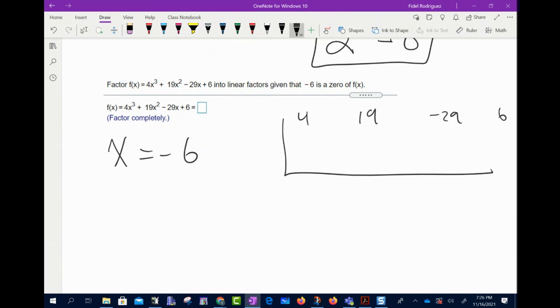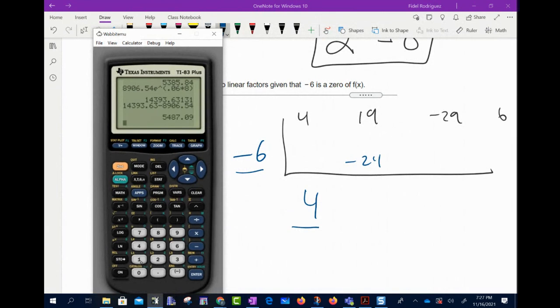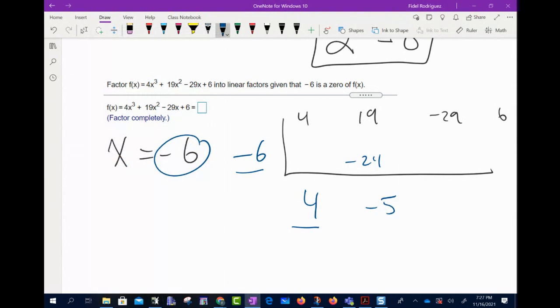+6. Okay, so now what I'm going to do is use this number right out here. Remember, the sign's already been changed for me. Bring down the 4. So -6 times 4, -24. And then let me figure out what is 19 minus 24. -5 is going to be my number here.